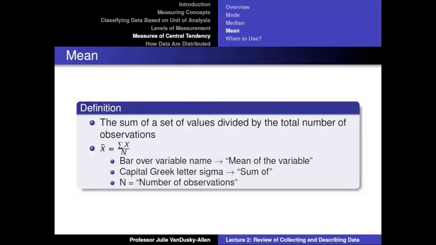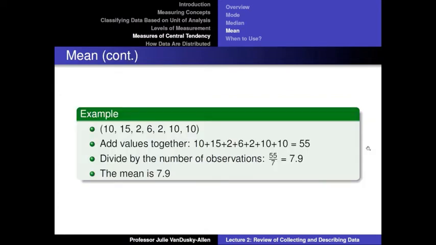The third measure of central tendency is the mean. The mean is the sum of a set of values divided by the total number of observations. Formally, the equation looks like this. X bar means the mean of X. Any variable with a bar over it indicates that it is the mean of the variable. The Greek letter sigma, capitalized, means the sum of. In this case, it means the sum of all the observations in X, and N means the number of observations.